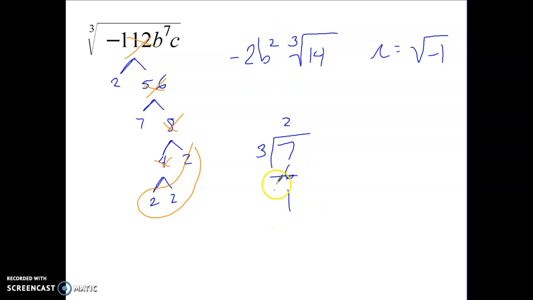This one at the bottom tells me how many are left over to go inside, which is 1. And then right here I've got C. What's the exponent on C? Well, that's an understood 1. When there's nothing there, it's understood to be 1. And will 3 divide into 1 a whole number of times? Nope, 1 is too small. So C is just going to go back on the inside. So there's our answer, negative 2b squared times the cube root of 14bc.